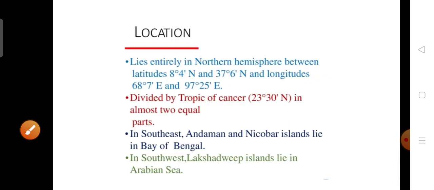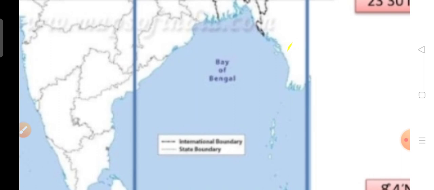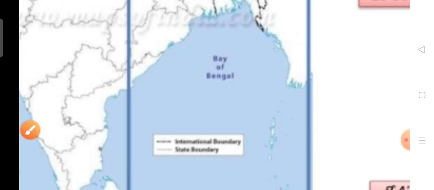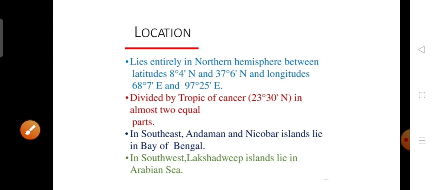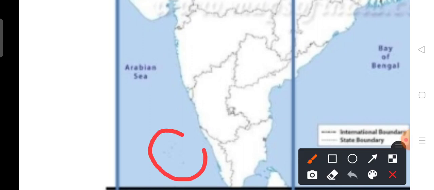In the southeast, Andaman and Nicobar Islands lie in Bay of Bengal. Southeast, it is talking about this place. This Andaman and Nicobar Island is lying in the Bay of Bengal. In southwest, Lakshadweep Island lie in the Arabian Sea. That also I can show you. This is Lakshadweep and it is lying in the southwest direction in the Arabian Sea.